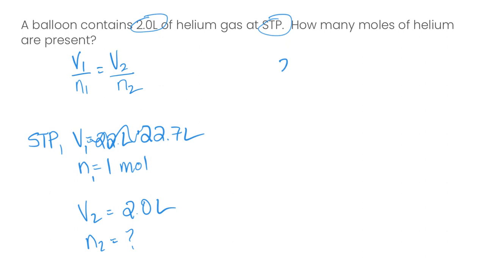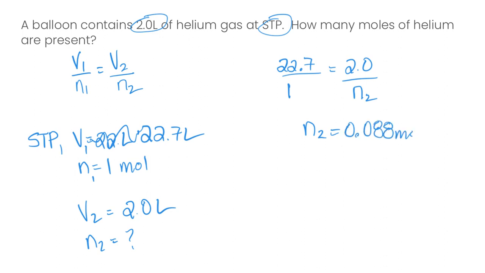So we can set up our equation here: 22.7 liters divided by 1 mole is equal to 2.0 liters over N2 moles. If we solve for N2, we'll find that we get 0.088 moles. So that's one nice way that we can use Avogadro's law to figure out how many moles of a gas we have at a given volume.